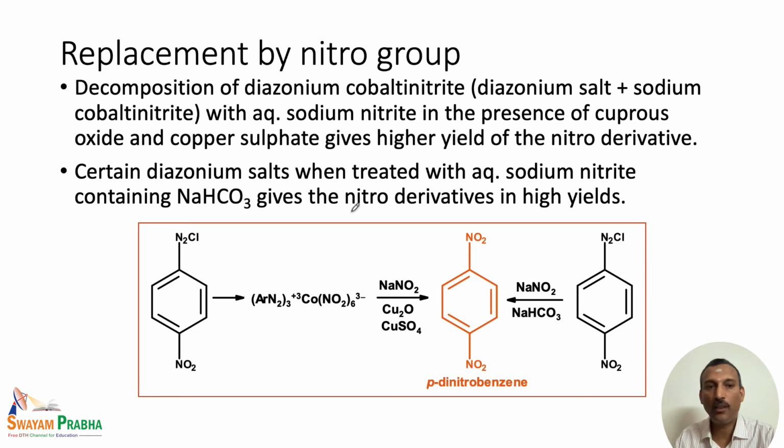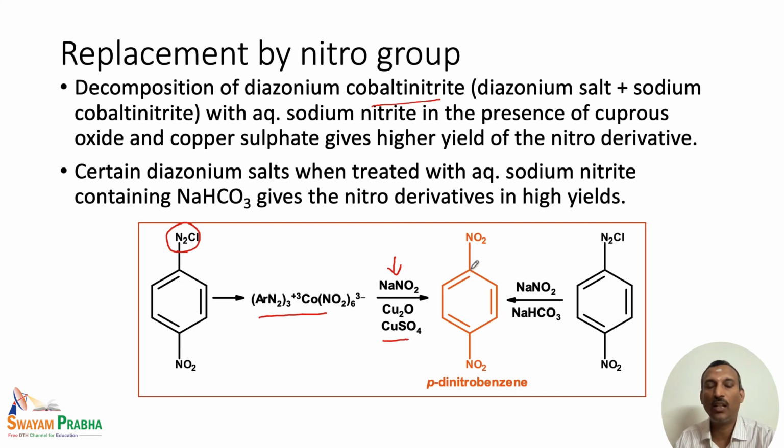There are also other methods by which the nitro group can be introduced into the diazonium salt. The diazonium salts can be treated with cobaltinitrite. This cobaltinitrite is formed by the reaction of the diazonium salt with sodium cobaltinitrite, and this is further treated with sodium nitrate. So this is the most important thing: every time we prepare the diazonium salt, the next step is the treatment with sodium nitrate to give the nitro product. Here, copper oxide, cuprous oxide and copper sulfate give the maximum yield.